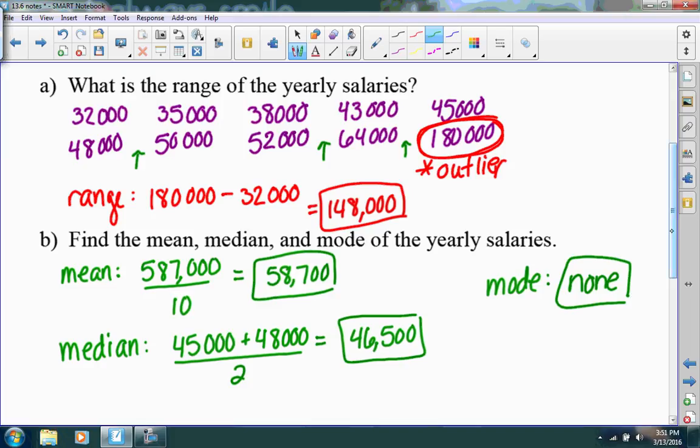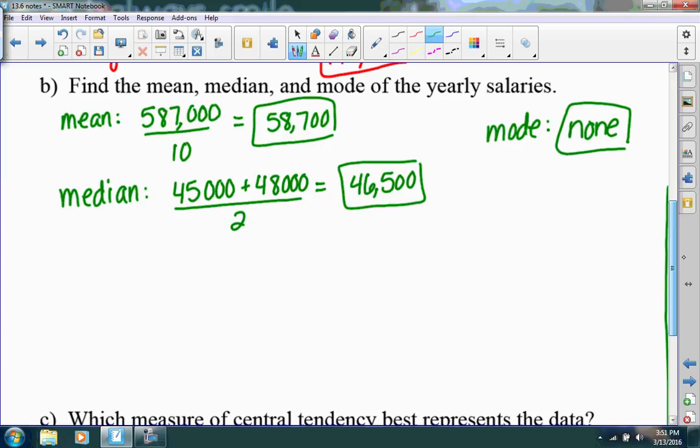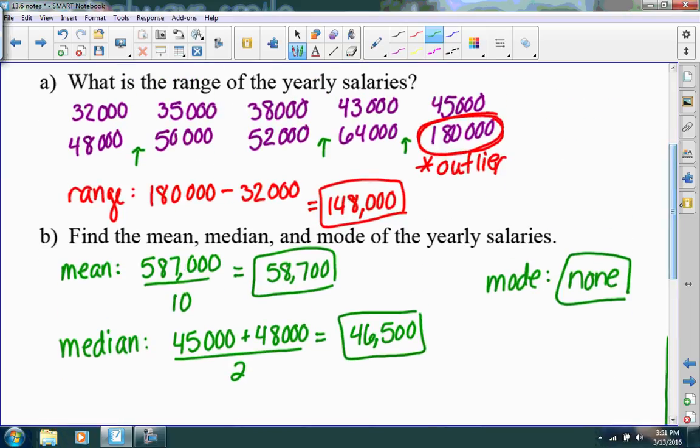So now part C is going to ask us again, which measure of central tendency best represents the data? And again, I think that number would be our median. Okay? The range is really, really big because of this outlier. And the mean is kind of pulled up towards the higher end of my data set because of this outlier.